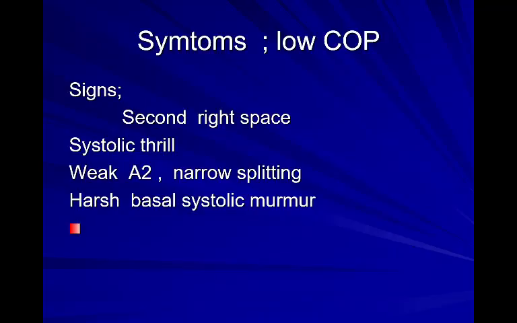Symptoms of aortic stenosis are mainly low cardiac output symptoms in the form of pre-syncope, syncope, and anginal pain. The signs are a systolic thrill over the aortic area in the second space, a weak aortic component of the second sound, narrow splitting or reversed splitting of the second sound, and a harsh basal systolic murmur of aortic stenosis.